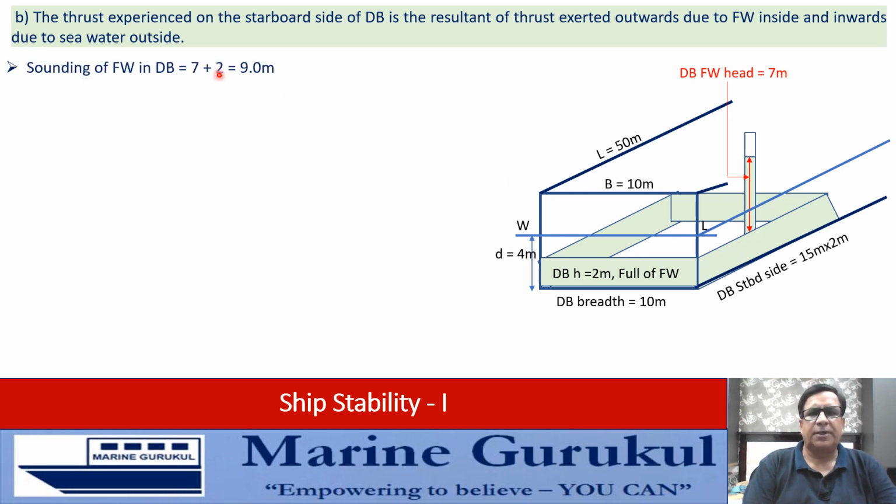Sounding of the DB becomes 9 meters. Now let us identify the geometric center of the starboard side. This is a rectangular side, 15 meters long, 2 meters high. Its geometric center shall again be the intersection of diagonals and it shall be obviously 1 meter above the keel because the height of the DB is 2 meters. So this geometric center shall be 1 meter above the keel. So distance of the GC of the DB starboard side from keel is 1 meter.